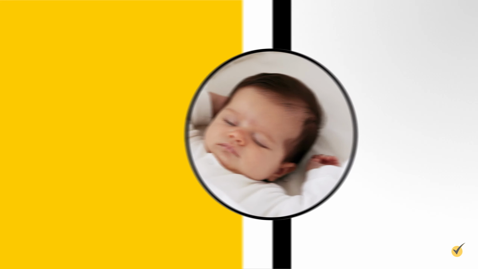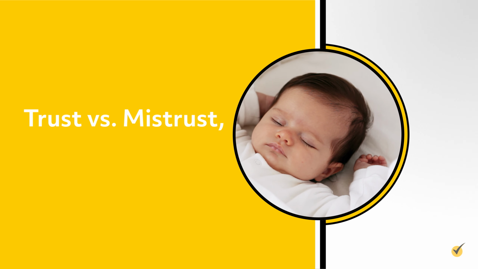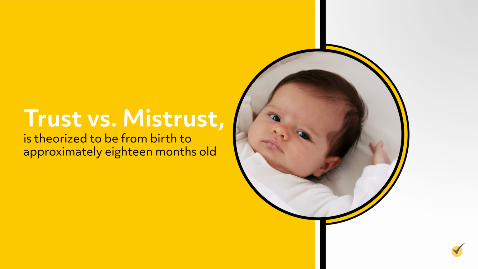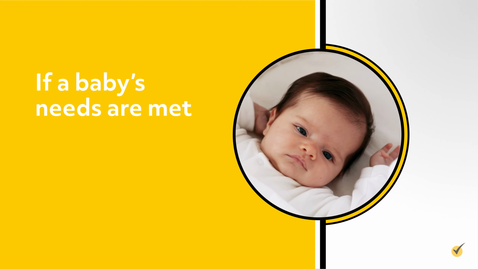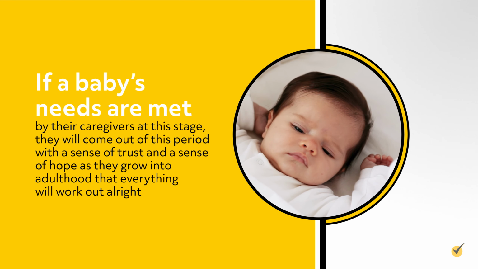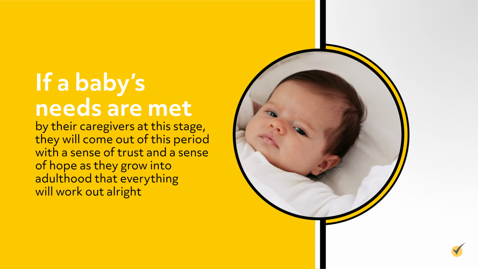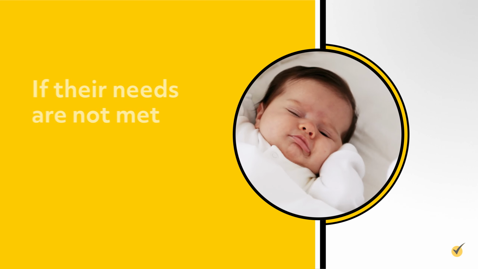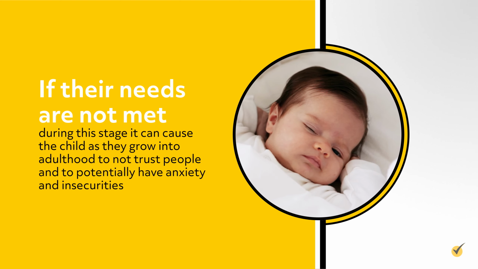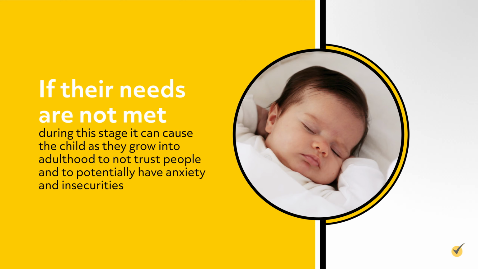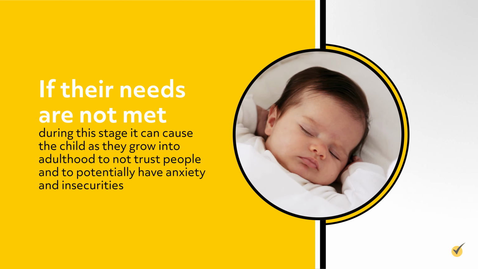The first stage, trust versus mistrust, is theorized to be from birth to approximately 18 months old. If a baby's needs are met by their caregivers at this stage, they will come out of this period with a sense of trust and a sense of hope as they grow into adulthood that everything will work out all right. On the other hand, if their needs are not met during this stage, it can cause the child as they grow into adulthood to not trust people and to potentially have anxiety and insecurities.